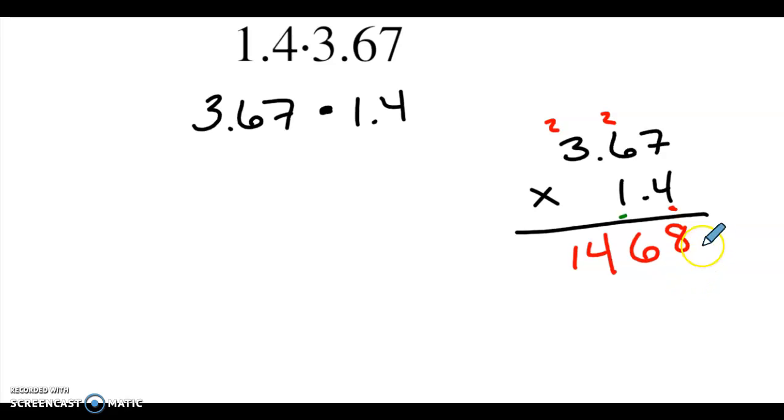What do I have to put in the first spot? I have to put a placeholder. Now, 1 times 7 is 7. 1 times 6 is 6. 1 times 3 is 3.